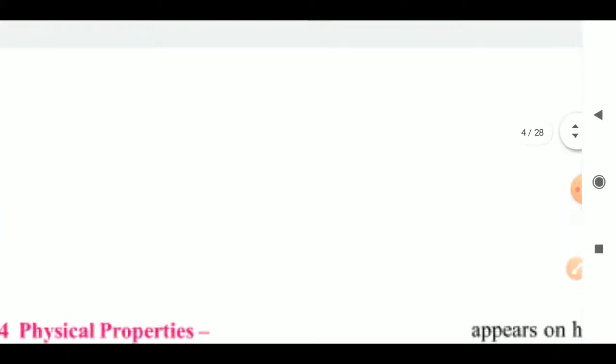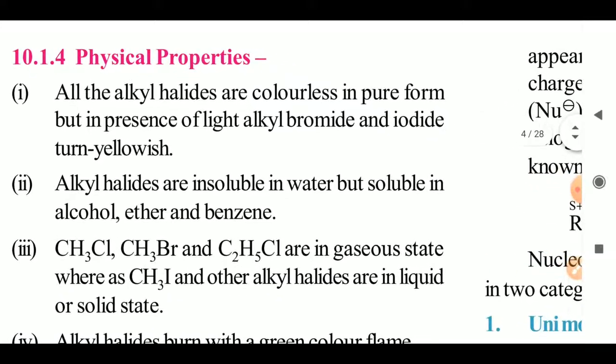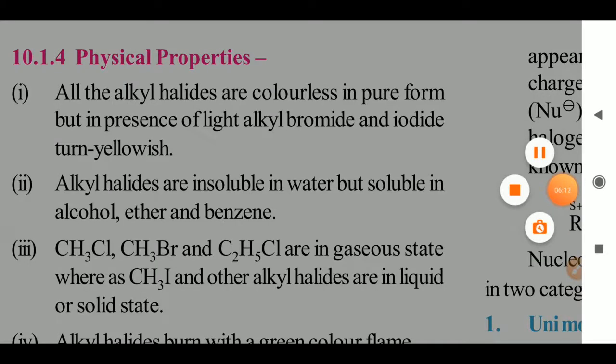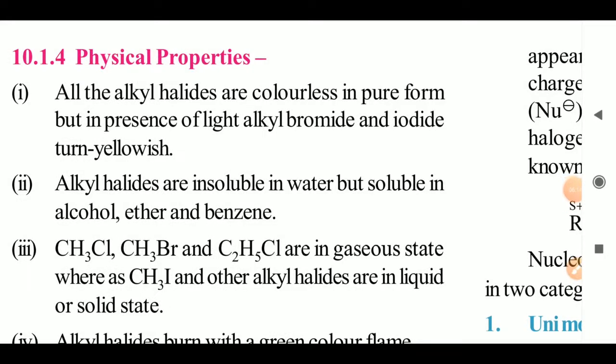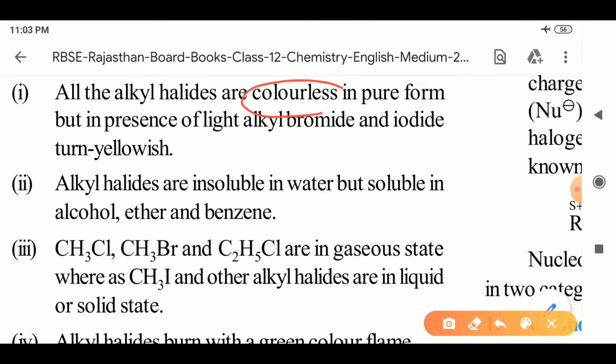Now our next topic is physical properties. What are the physical properties of alkyl halides? The first one is that all alkyl halides are colorless in pure form, but in the presence of light they are converted into yellow form. That is the first physical property.